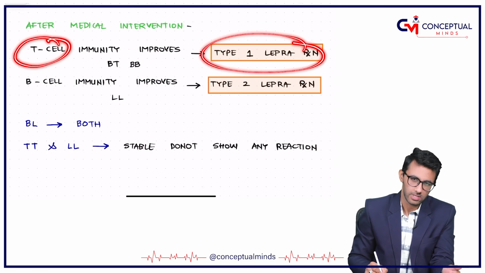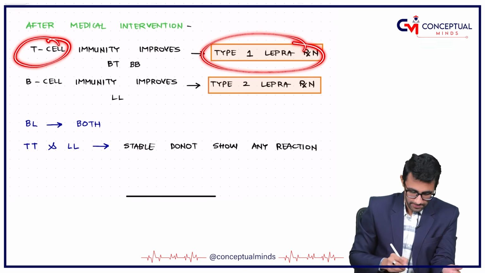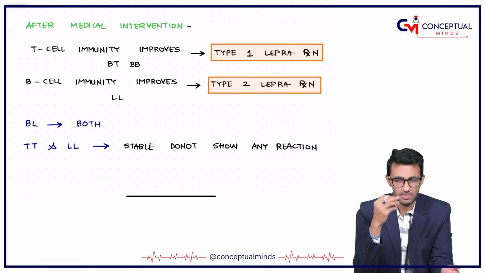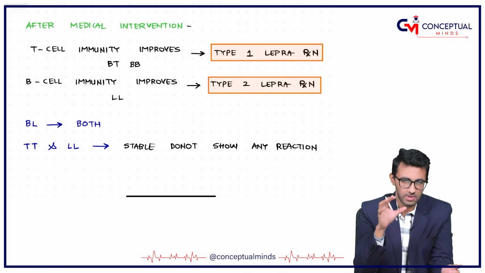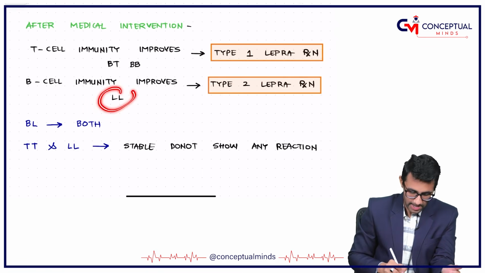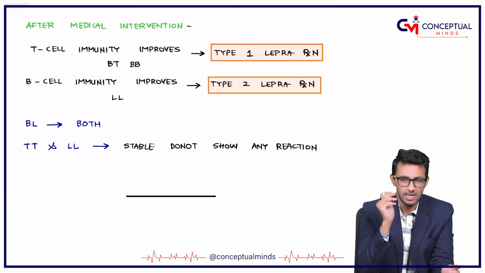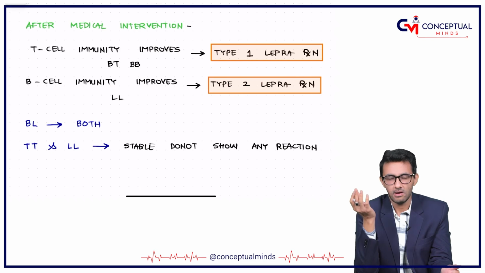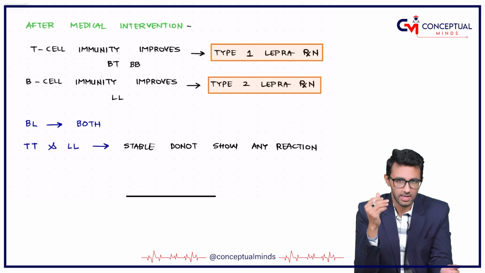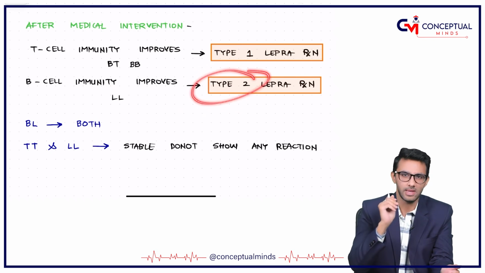And how about the next one, that is, if the B cells are involved after giving the treatment? In which type of leprosy were the B cells involved? It was the LL type. In LL type, if we give treatment, the immunity improves. So what reaction does the body follow up with? It is the type 2 Leprae reaction.